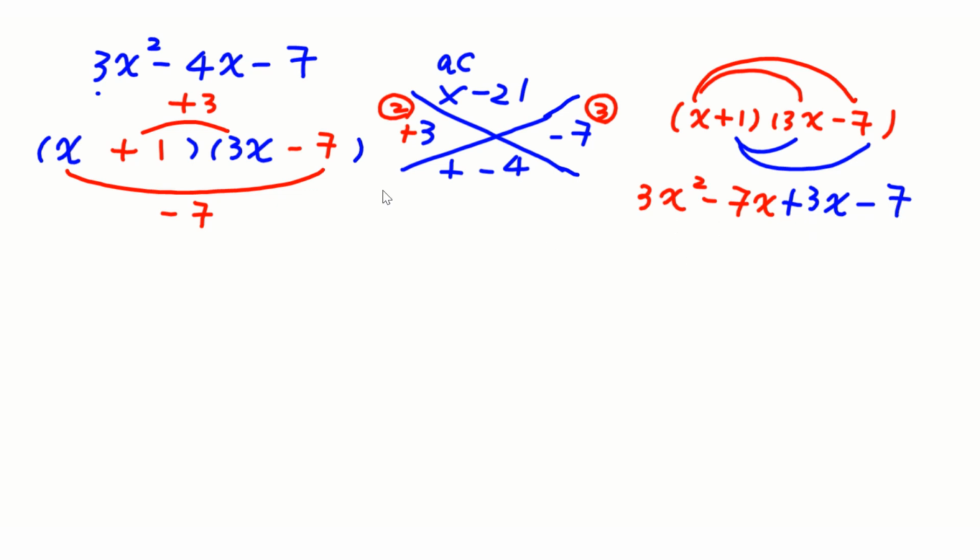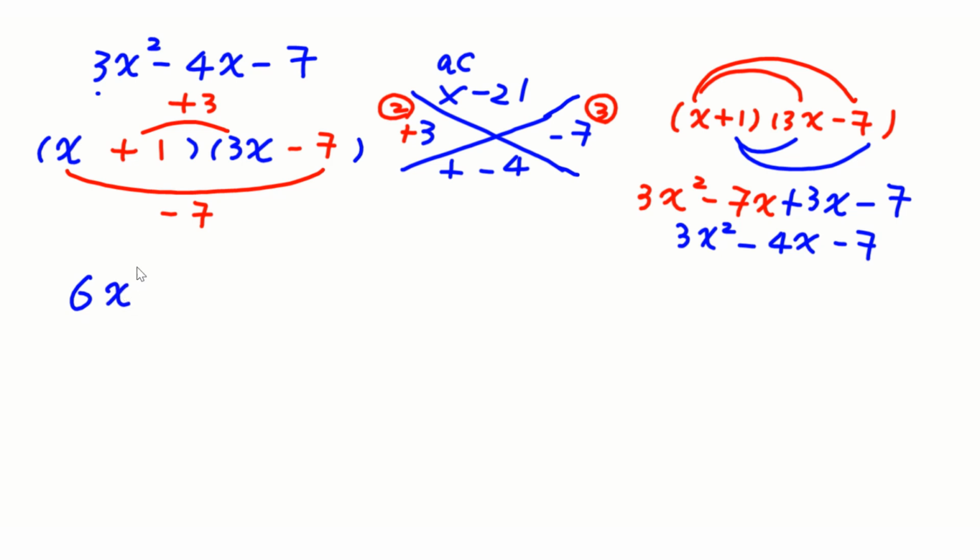You collect the like terms, it will give you 3x squared minus 4x minus 7. So see, these two factors times together give you the original question, so it works. So that is another way to do the cross multiplication, the factoring. And I would like to give you another example.